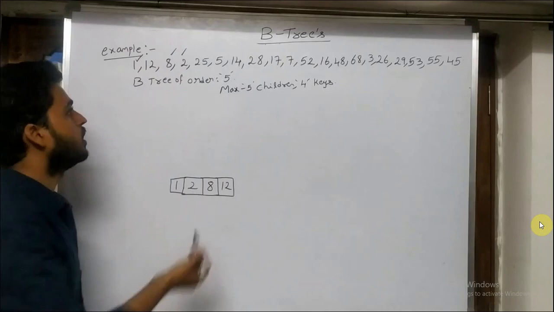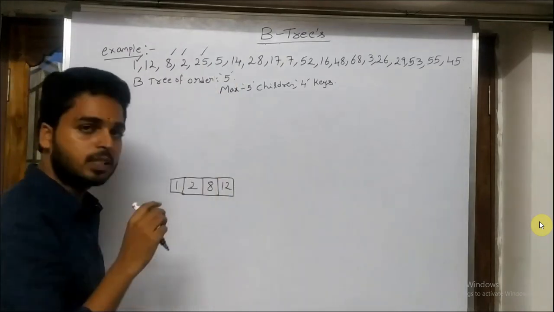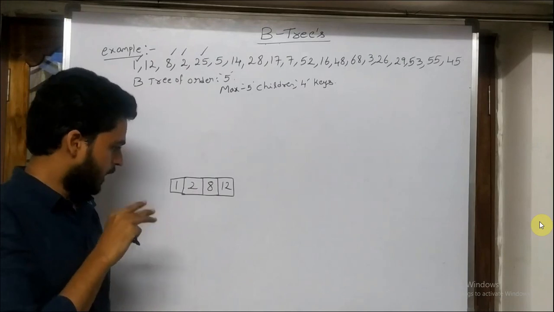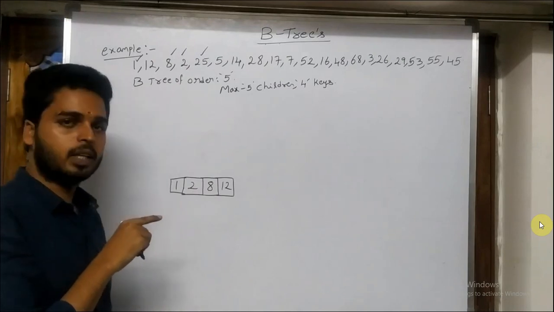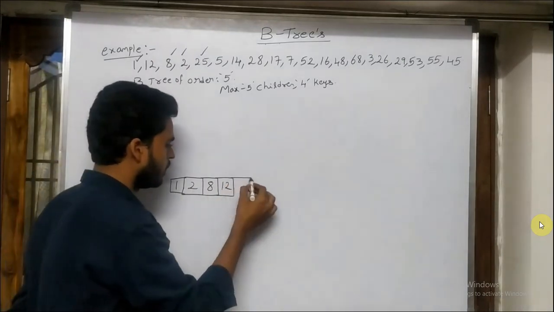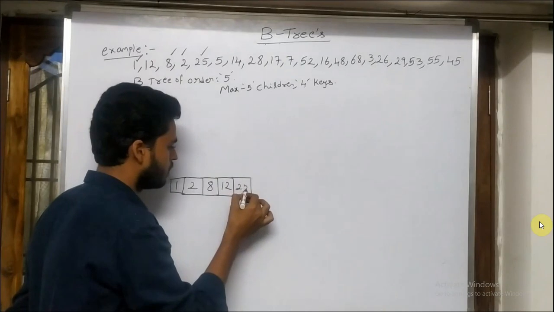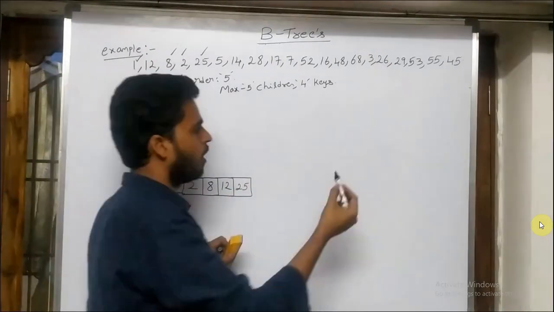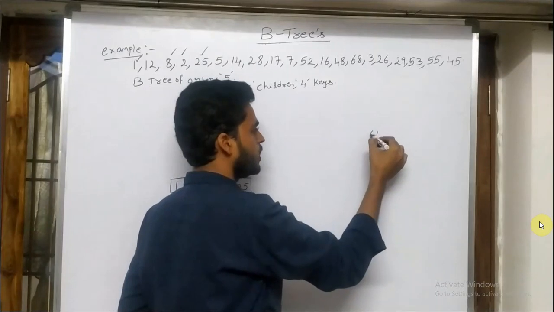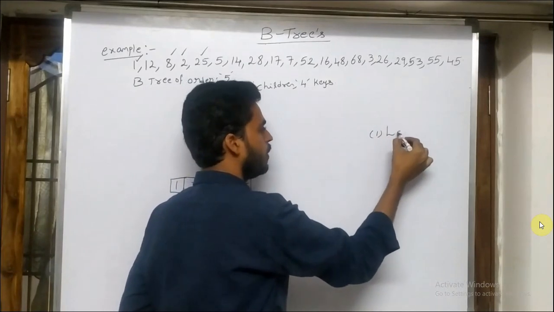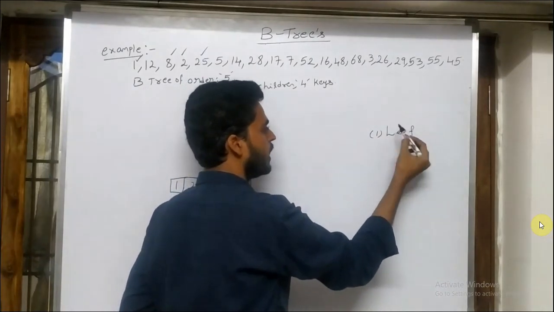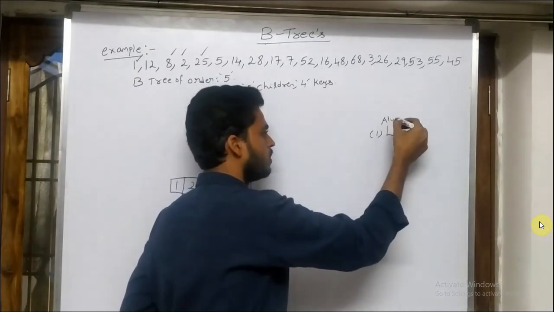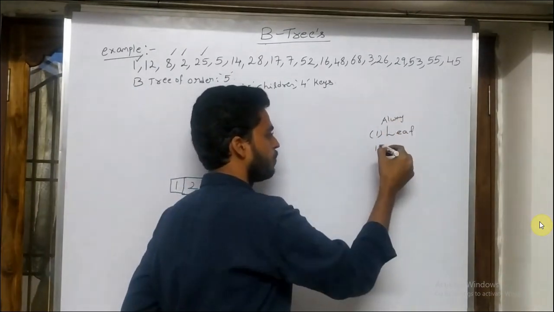Next I got 25. Yes, it is a leaf node. But if I am inserting this 25 here, it will violate. Just check here. It will violate. See here, I have already given the procedure. What is that procedure? First, you need to make my inserted data go into the leaf node. Always insert the data into the leaf node.